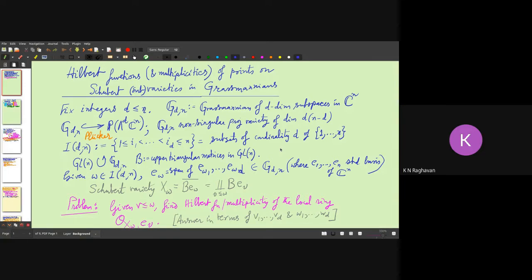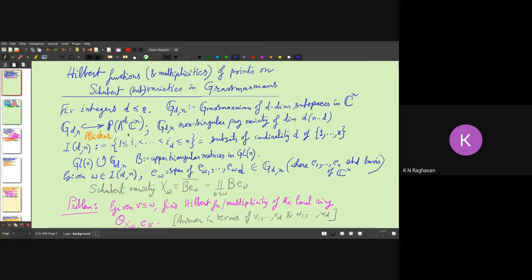So let me do a bit of recall. We're talking about Hilbert functions, in particular multiplicities of points on Schubert subvarieties in Grassmannians. So fixed integers, d less than or equal to n, these are fixed for the rest of the talk. G_{d,n} denotes the Grassmannian of d-dimensional subspaces in C^n, n-dimensional complex vector space. As I mentioned last time, the underlying field does not matter. You can take pretty much any field, and since you're going to do some algebraic geometry, maybe you want it to be algebraically closed, but the characteristic of the field does not play a role at all. But I'm just using C for the sake of simplicity and familiarity.